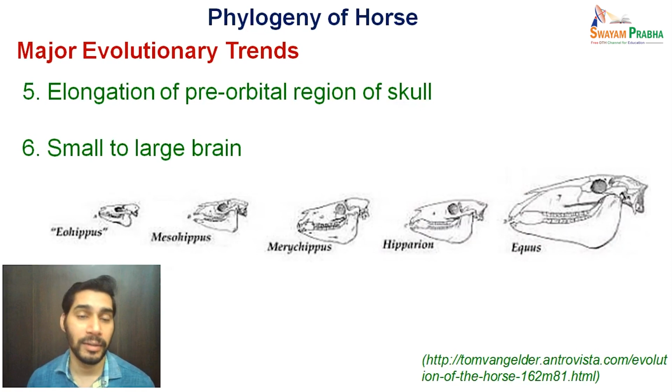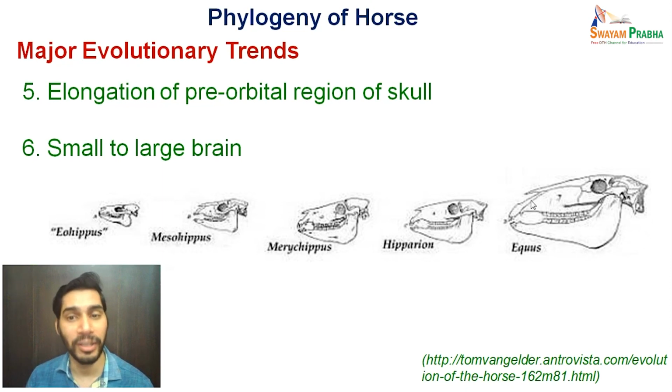Yet another difference can be seen with respect to the skull. There has been elongation of the preorbital region of the skull. So you know that this is the preorbital region. From here till here, if you compare, this is almost at the center in the case of Eohippus, and it has been shifted backwards, and that is the reason the preorbital region has increased in the modern forms which you see. So this preorbital region was not always like this.